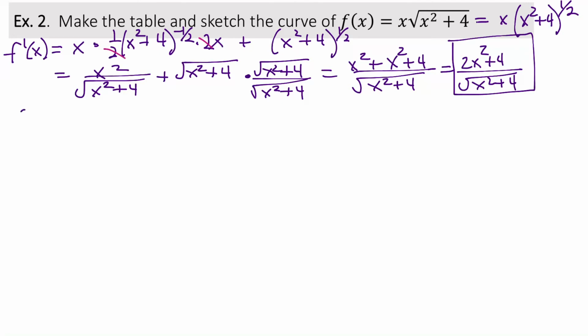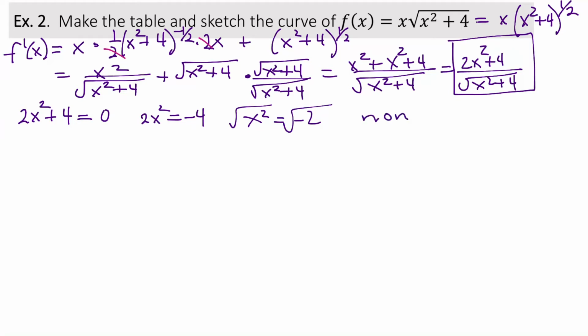Now I need to set that equal to 0 to find my critical values. That means my numerator must be equal to 0 in order for that function to be equal to 0. So 2x squared equals negative 4, or x squared is equal to negative 2. However, I'm going to get non-real numbers if I take the square root of negative 2. So we get non-real solutions here. That means we have no critical values. Okay, so no critical values.